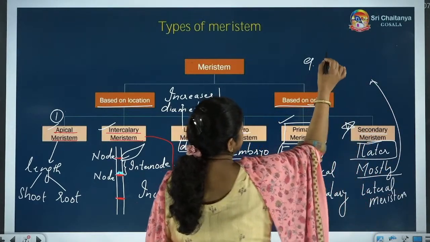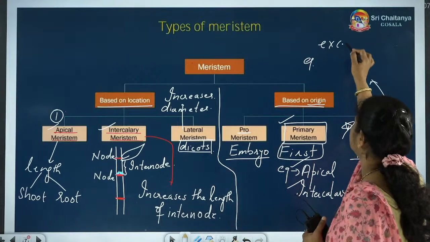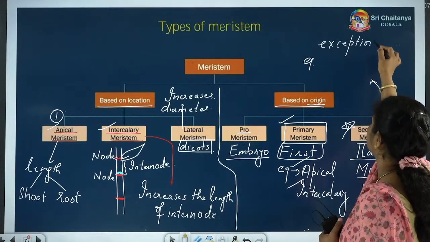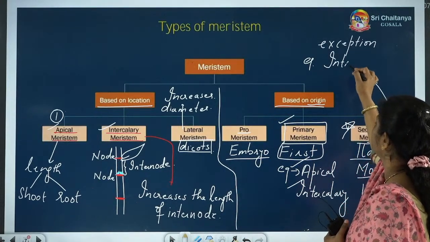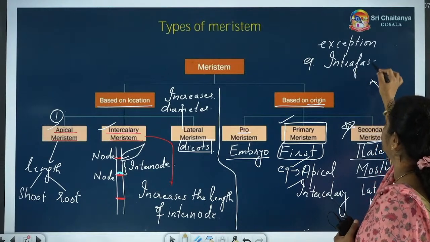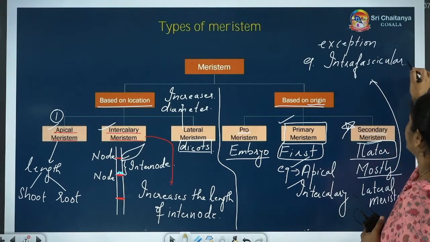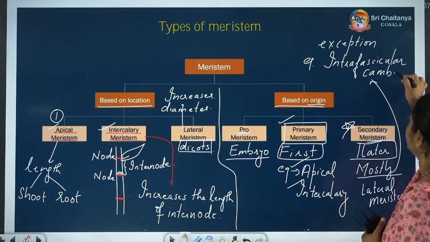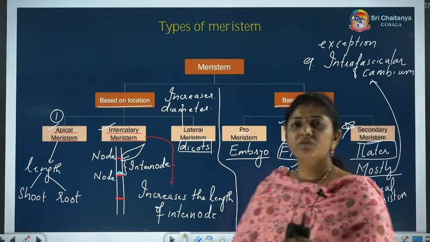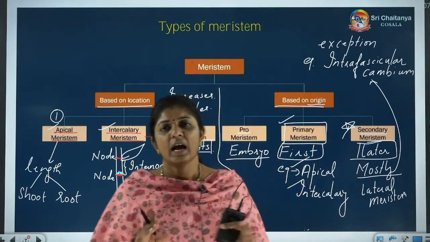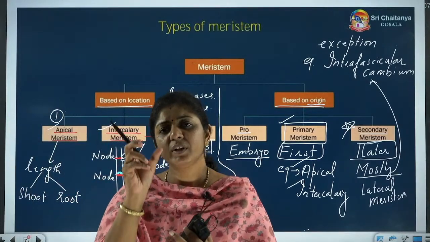The example here which is an exception is the intrafascicular cambium. What is the example? Intrafascicular cambium. Just learn this word as such, just learn it as such. I will put that word somewhere, then you will come to know.